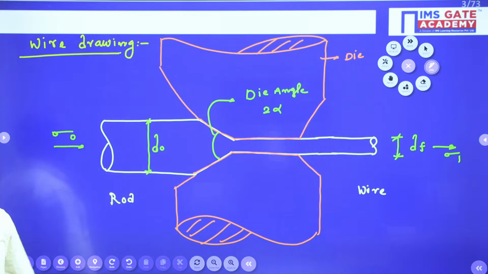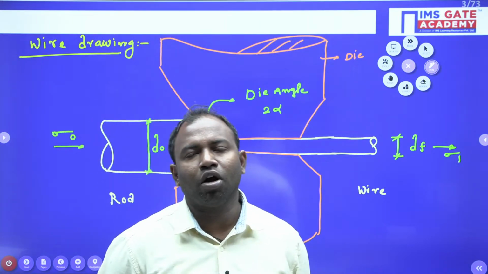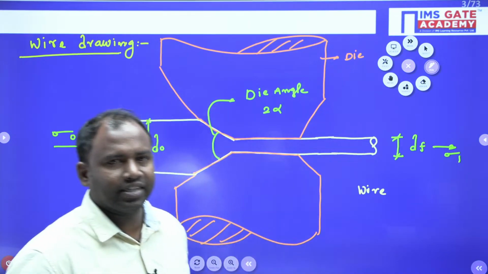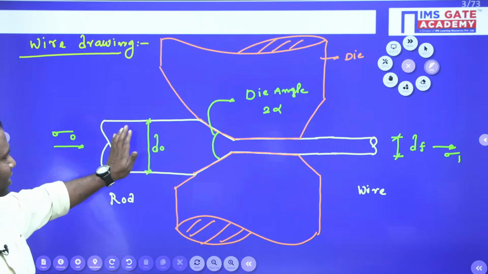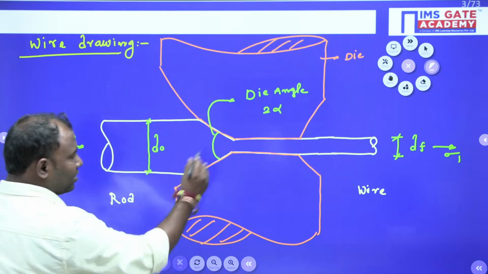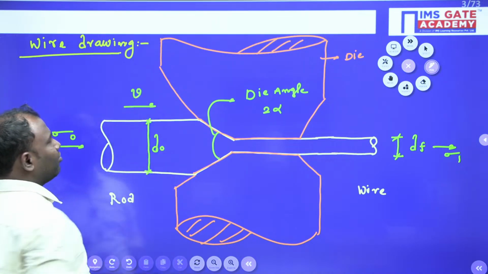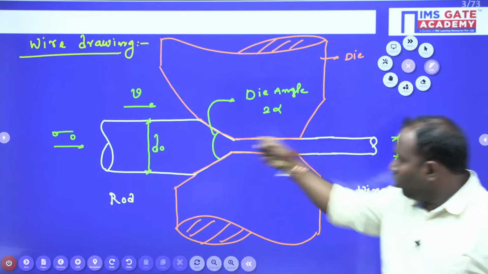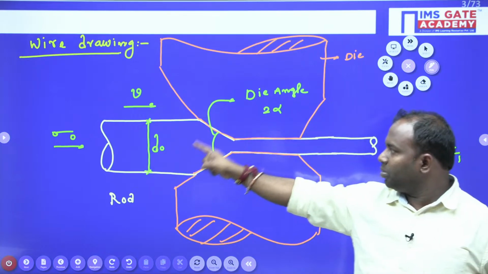This die angle may vary from 12 degrees to 48 degrees. For hard materials it is 12 degrees, for soft materials it is 48 degrees. Clear, everybody? Hope you understand. Now the rod is going with a certain velocity V, drawn in between the two stationary dies such that the rod is converted into wire.